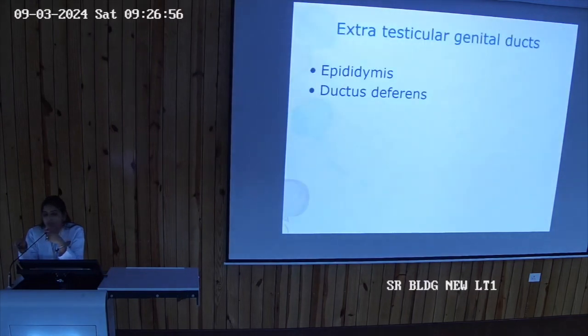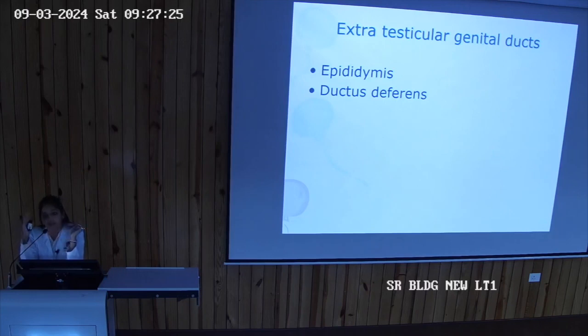Now the duct system, epididymis and ductus deferens. So the epididymis starts at the posterolateral surface of the testes. Again, let's discuss those ducts. Seminiferous tubules lead into straight tubules. Straight tubules have low columnar to cuboidal epithelium. Then we have the rete testis, again cuboidal epithelium. And then we have the efferent ductules. 12 to 15 efferent ductules open into the head of the epididymis.